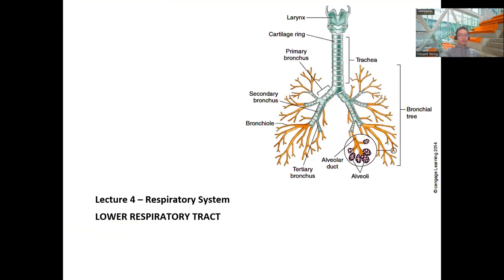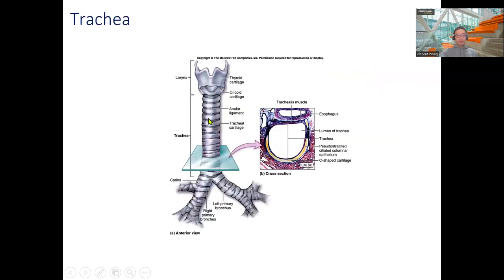So that's it for the upper respiratory tract. It's time to move on to the lower respiratory tract. So here is the larynx again, with all the protective cartilage, the thyroid cartilage, the cricoid cartilage. And then we have the trachea right here. So you can see the trachea is protected by all these cartilage rings.